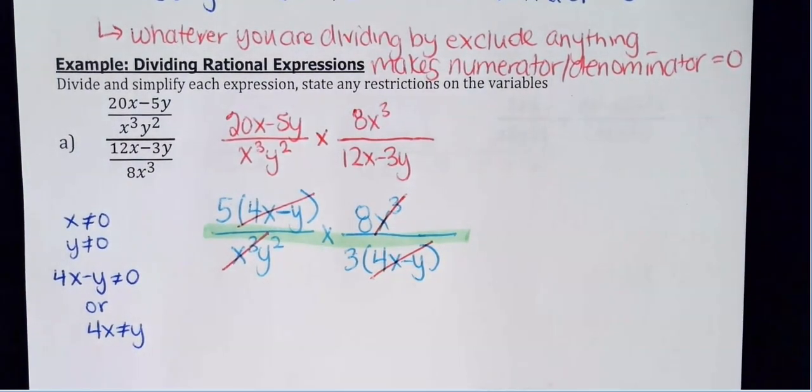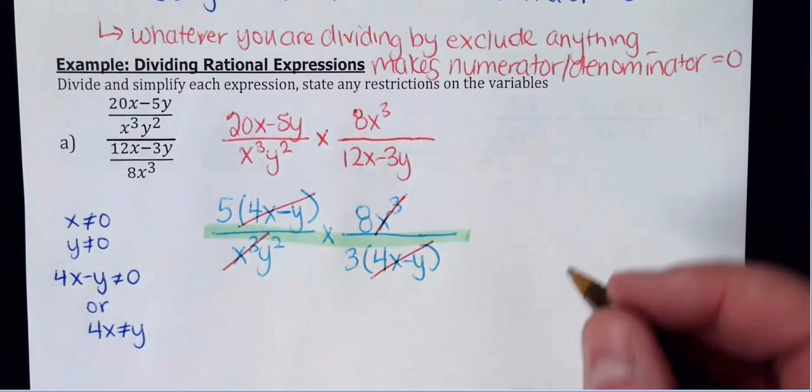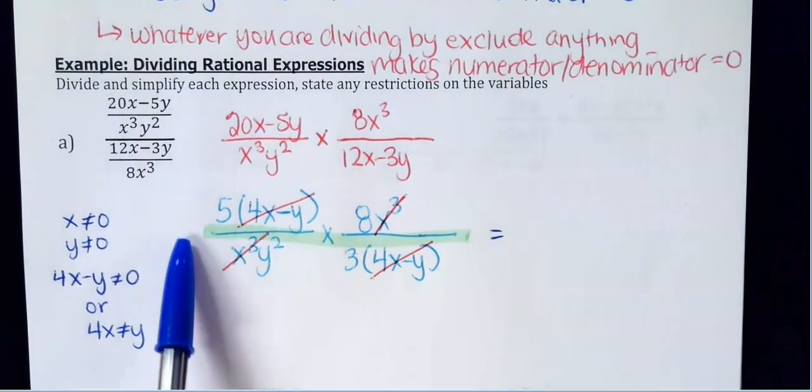Both of those are fine with me, whichever one you like better. But that'll take care of all our restrictions there. And then what do I have left on the top? I have 5 and 8.